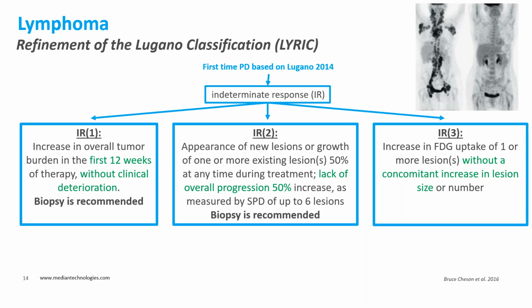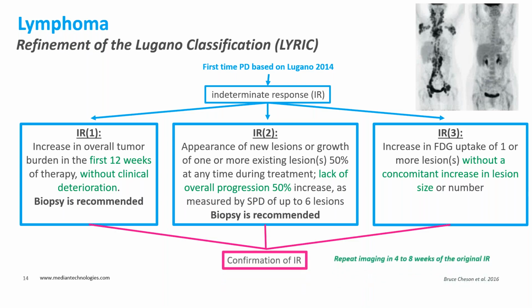1, increase in overall tumor burden in the first 12 weeks of therapy without clinical worsening. 2, appearance of new lesion or growth of one or more existing lesion, but lack of overall progression, meaning less than 50% increase of overall tumor burden. 3, increase in FDG uptake of one or more lesion, but without a concomitant increase in tumor size or number. And you can see also a biopsy is encouraged in situations 1 and 2 to distinguish the real progression from pseudoprogression. Also, in patients with IR, it is required to repeat imaging to confirm progression.